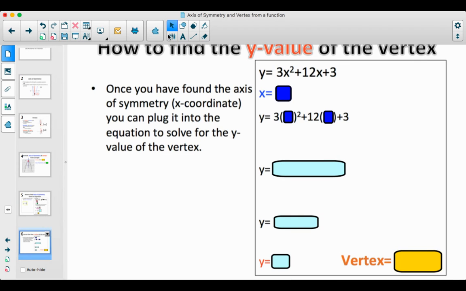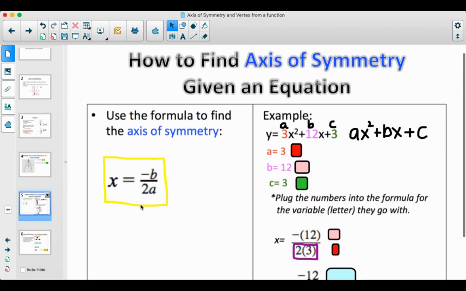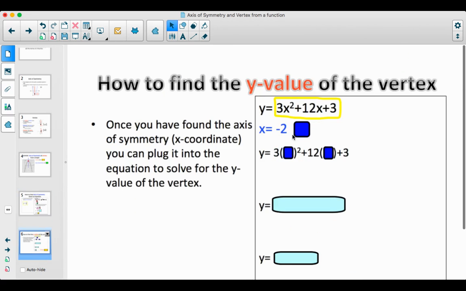So we're still working with the same function. You could think of the function like a rule. On the last page, we found that x equals negative 2. We got that negative 2 on this page here when we solved for the axis of symmetry. Now, in order to solve for y, remember your vertex is always a coordinate point. That's going to be x comma y. We only solved for x. Now we need to solve for y.